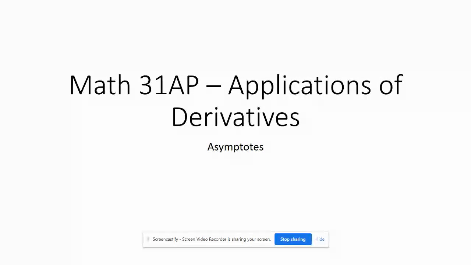C was symmetry. We talked about that. We talked about step D, which was intervals of increase and decrease. And we talked about local or absolute max and min values as well. So that was what we did in the last topic.